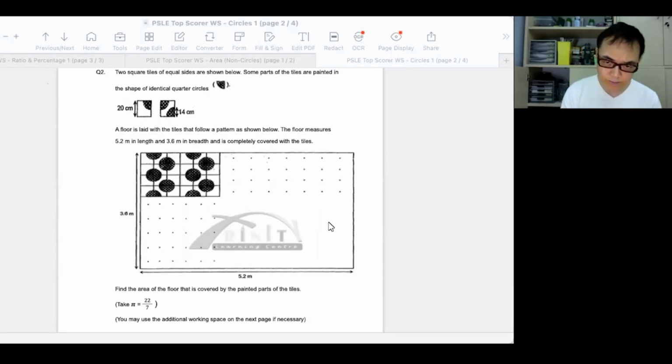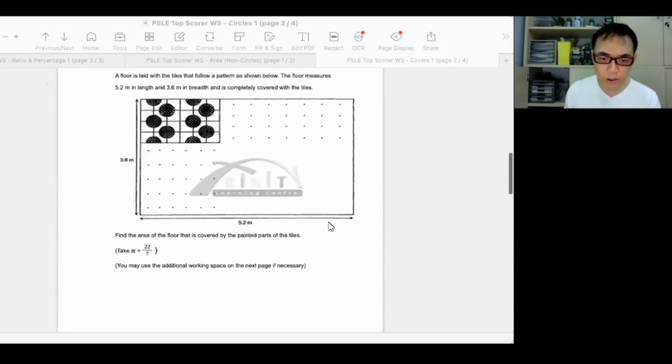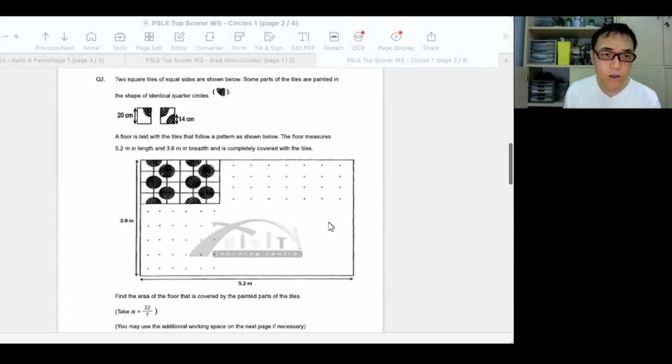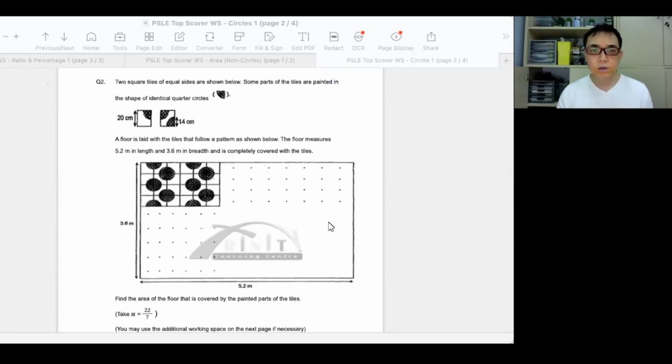So let's get started. Okay, this is circles 1, question 2. So we're going to talk with the keywords first, and then after that I'm going to change the size of this screen because otherwise it's too small, right? So we talk about keywords first.